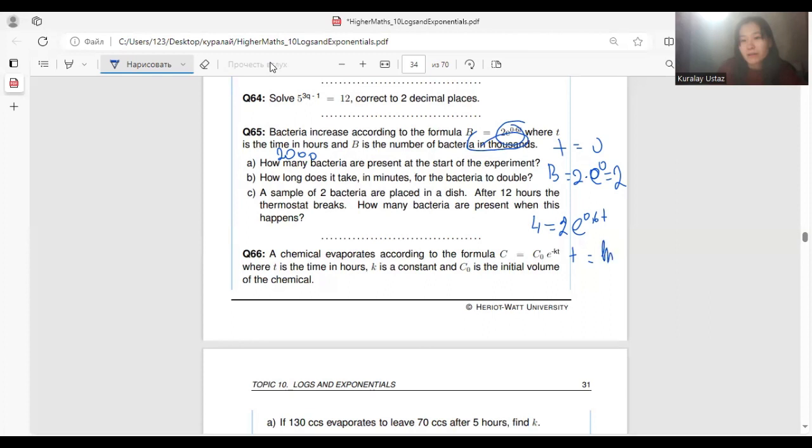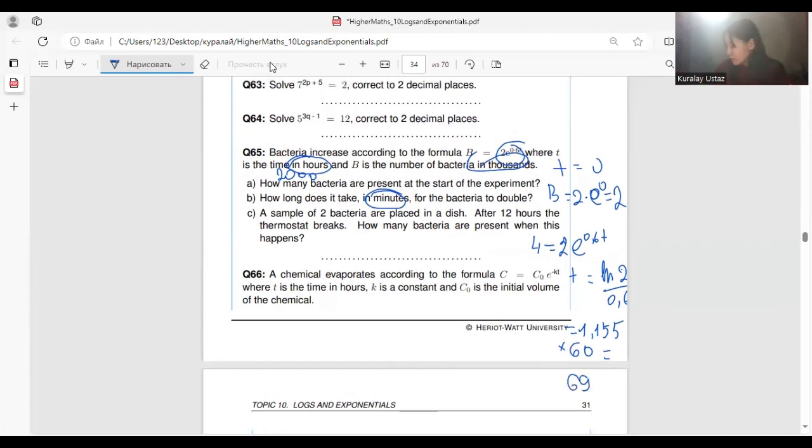That's ln 2 divided by 0.6. Let's calculate it. That should be 1.155 approximately. But what is the question? The question says we should give the answer in minutes, but we found the answer in hours, yeah? So we need to multiply it by 60, since 1 hour is 60 minutes, so the answer will be 69.3, like that. So we write the answer in minutes: 69 minutes.